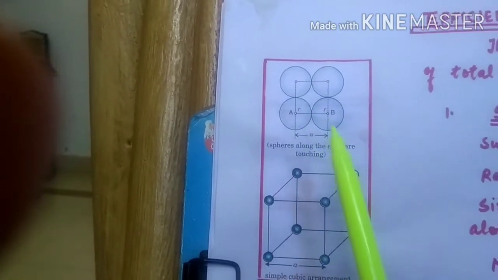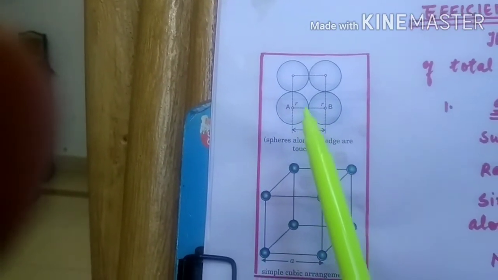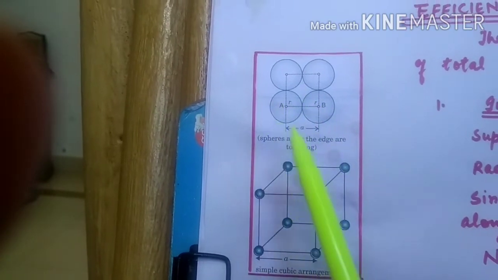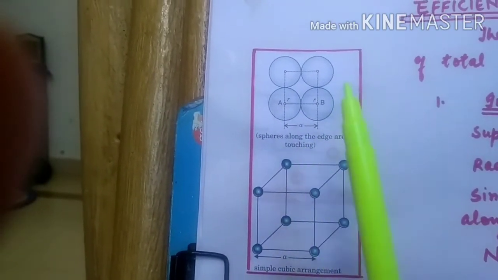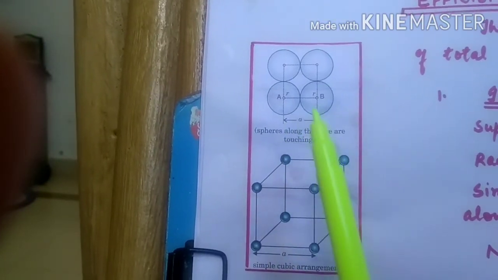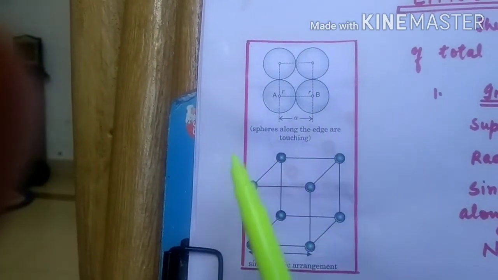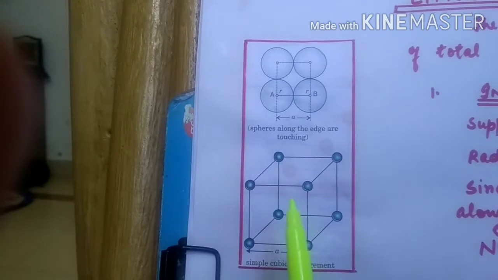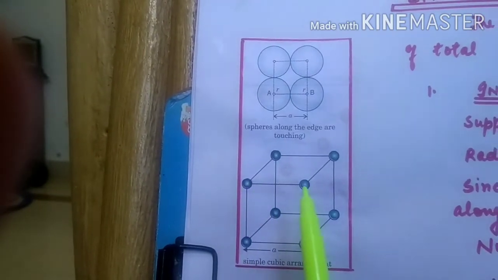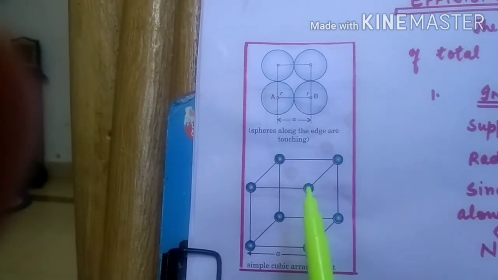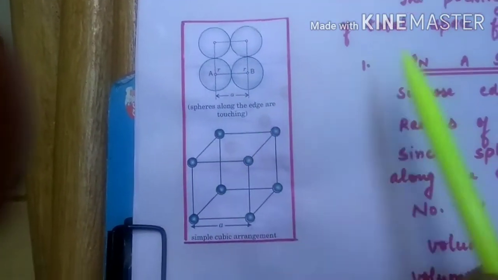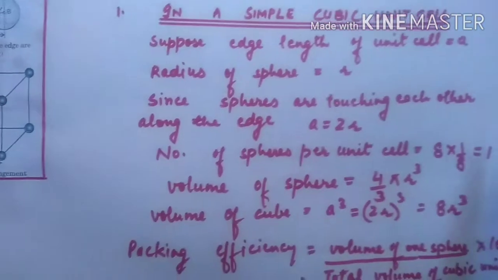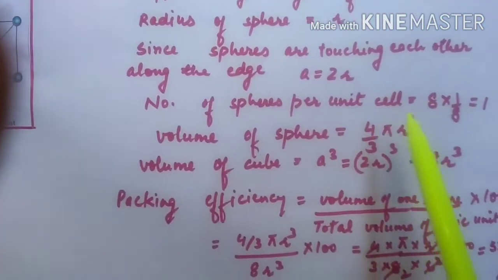Now, if edge length is a and the radius of the sphere is r, then to calculate the packing efficiency, let us find out the number of atoms per unit cell in simple cubic. As you know, the number of atoms is 8 and the contribution is 1 by 8. So the number of atoms is 8 into 1 by 8, which is equal to 1. Number of spheres per unit cell is 1.